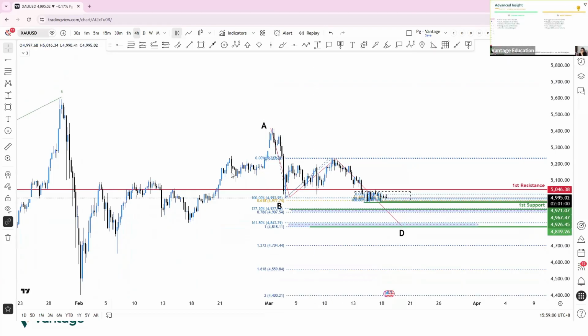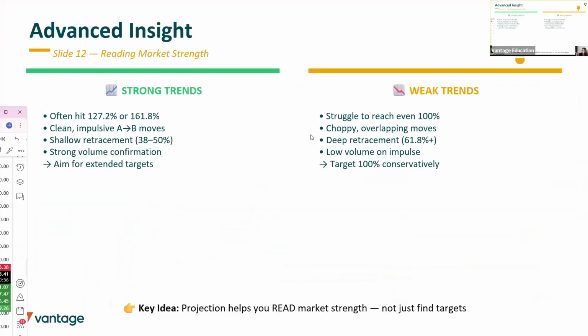Yeah. Weak trend struggles to reach even 100%. Choppy overlapping moves. Deep retracement 61.8%, flat, or 70, or even 78.6%, with low volume on impulse. Target 100% conservatively.